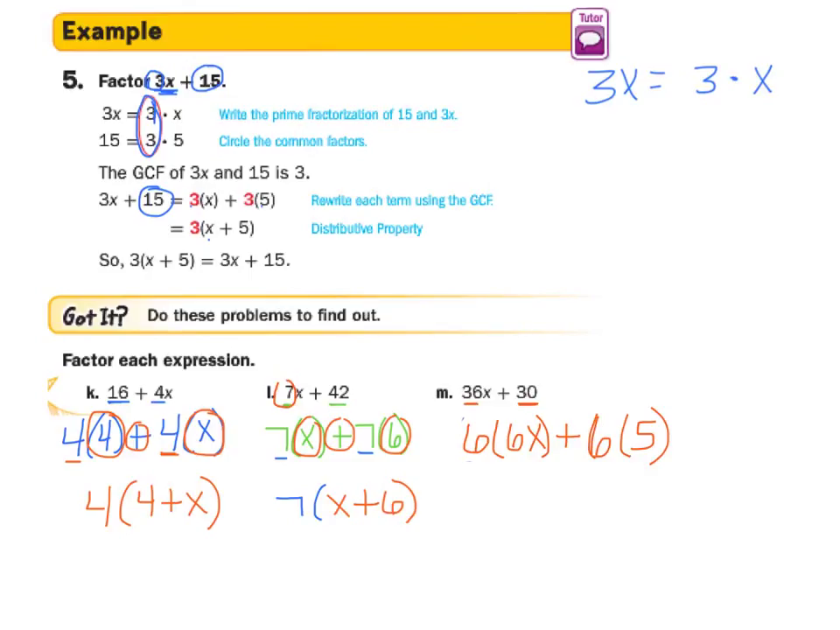So this will be a little different. We have the 6 out in front that comes off, and we put our parentheses, and then what's left is the 6x plus the 5 inside the parentheses. Sorry about that. I should have done that one with you. But yeah, you'll be fine.